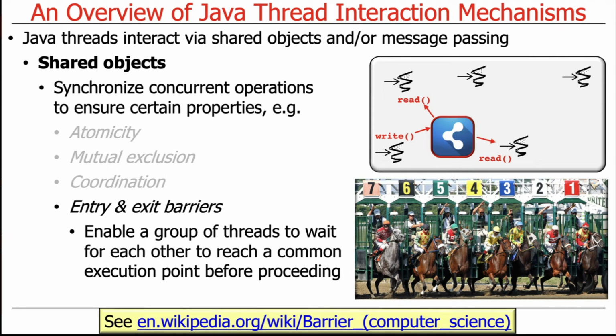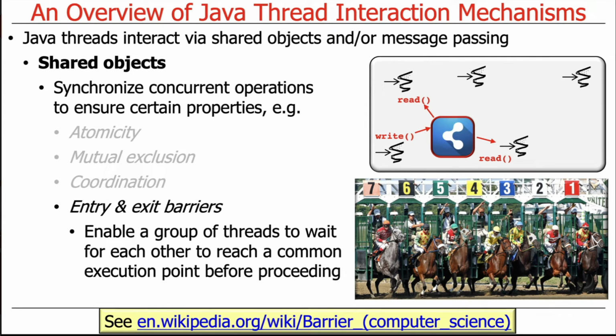And then the last set of properties that are really relevant in the context of shared objects and synchronization is entry and exit barriers, which are used to enable a group of threads to wait for each other to reach a common execution point before they can proceed. A classic example of an entry barrier would be the gates in a horse race. Or you can think about the starting blocks in a 100-meter dash, right? You don't want people to just start randomly, because that would perturb the results and make them meaningless. So those are some key properties that shared objects are intended to provide.